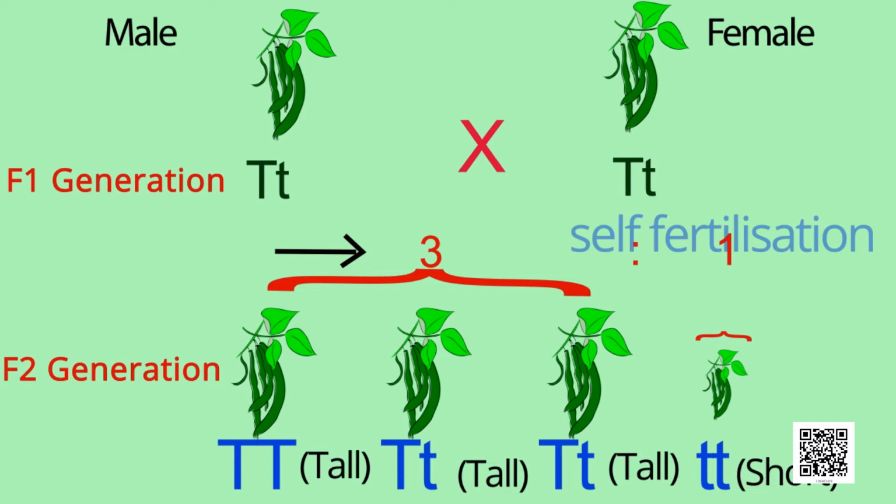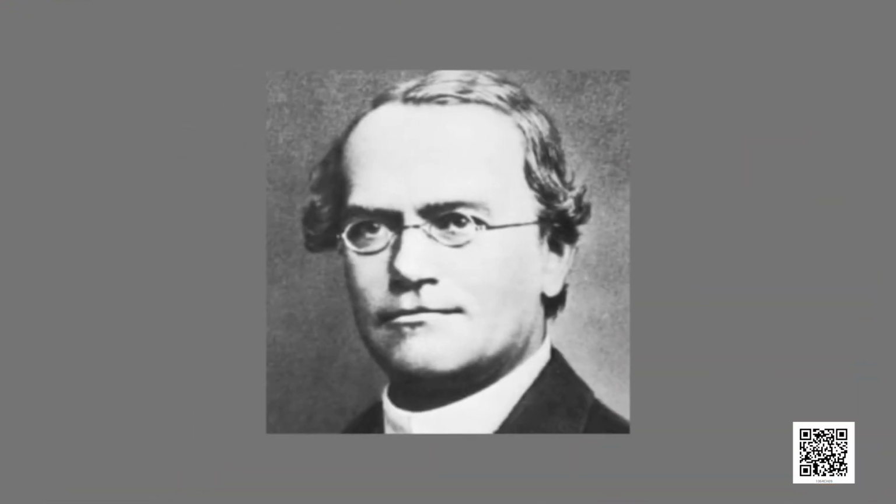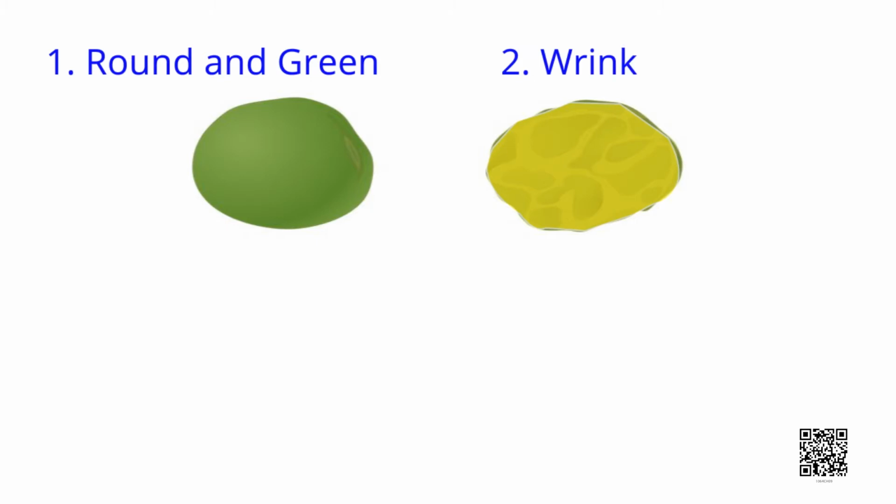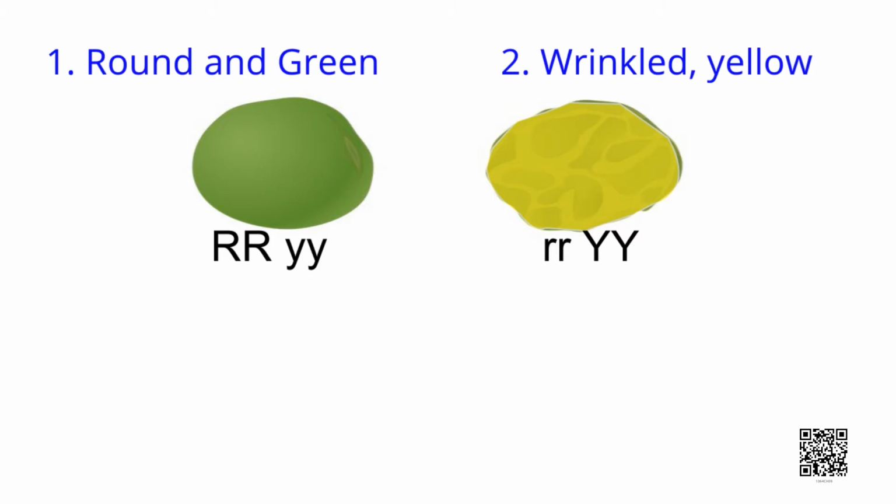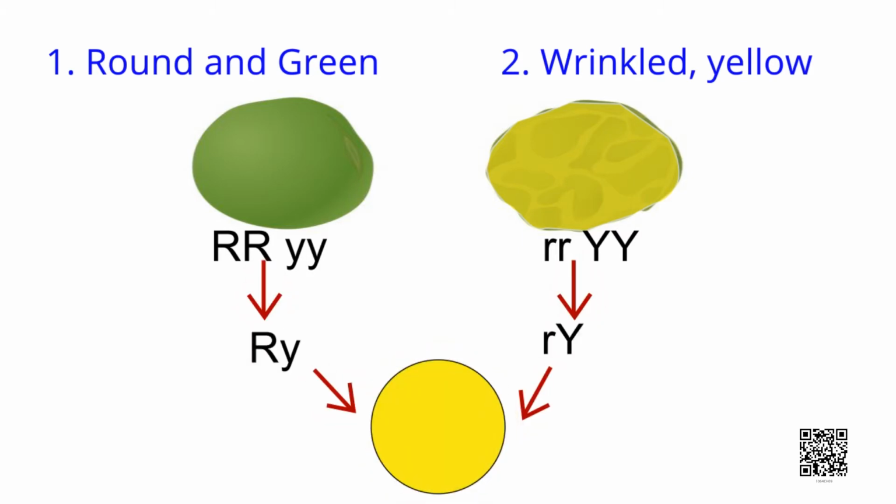After this, to further continue his experiments and discoveries, he selected 2 traits, this time shape and color. He took 2 plants with 2 different characters. The seeds of one plant were round and green, and the seeds of the other were wrinkled and yellow. 2 sets of genes were made, capital RR, small yy, and small rr, capital YY. Then their crossbreeding was carried out.